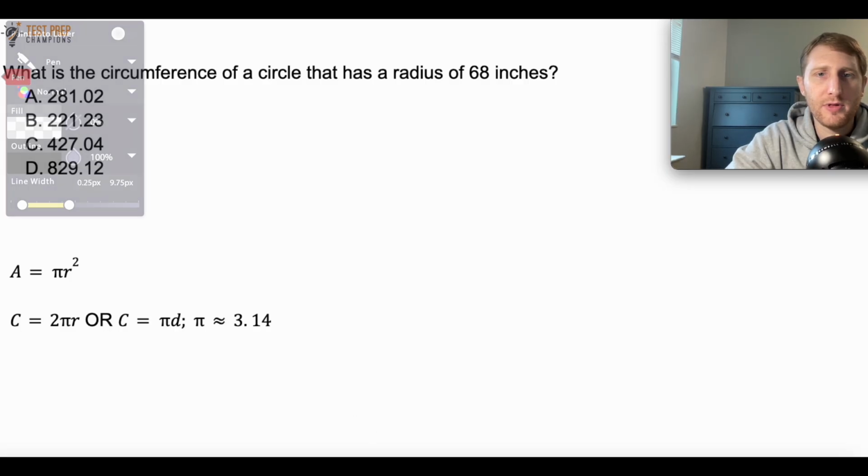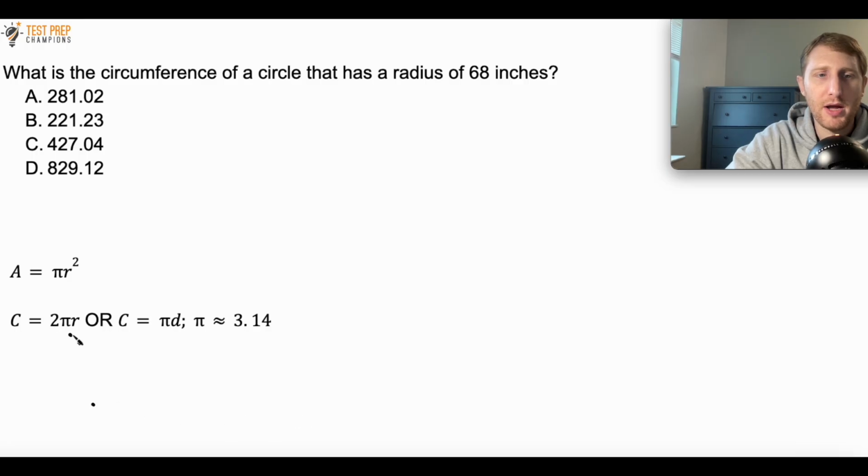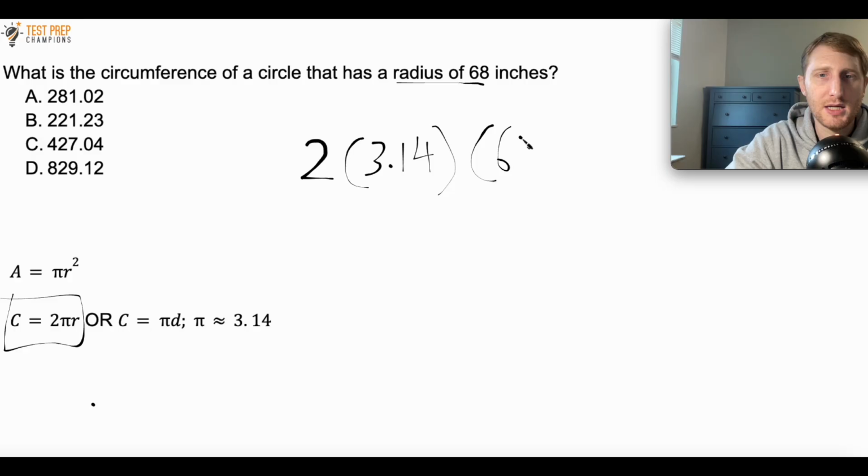Okay, so for the circumference formula, there are two options here. We can use 2 pi r or we can use pi d. Now, since the question tells us that the radius is 68 inches, I'm going to go ahead and use the first formula here, c equals 2 pi r. Now, we know that pi is approximately 3.14, so I'm going to use 3.14 in place of pi, and then for the radius, I'm going to plug in 68 inches.